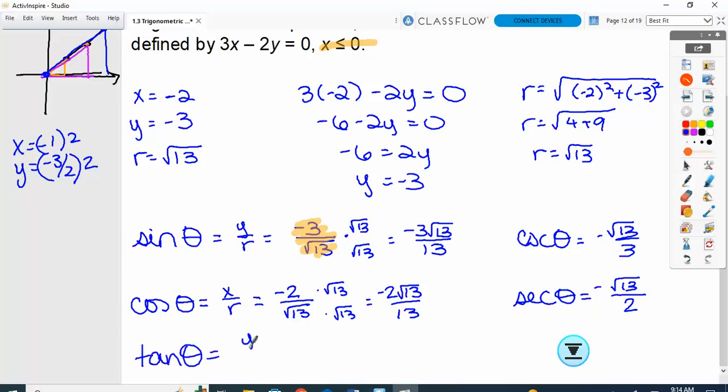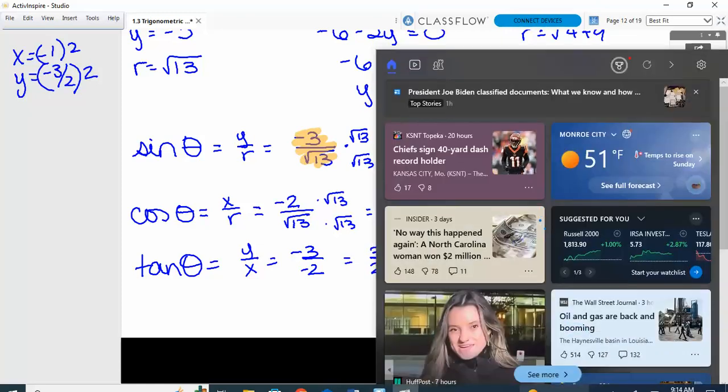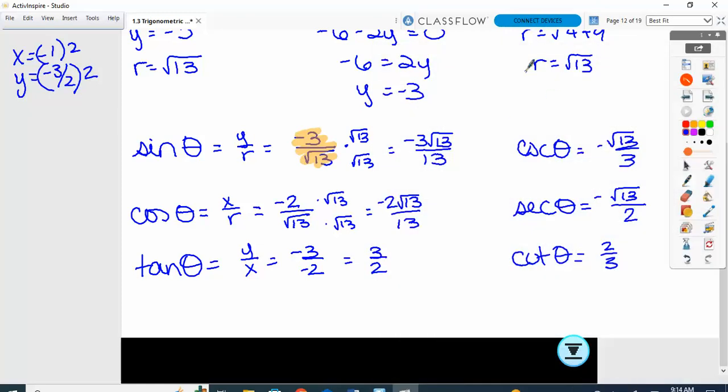Tangent is y over x. So negative 3 over negative 2. Negatives drop and we just get 3 over 2. So cotangent is x over y, or just flip that and we get 2 over 3. Any questions on that?